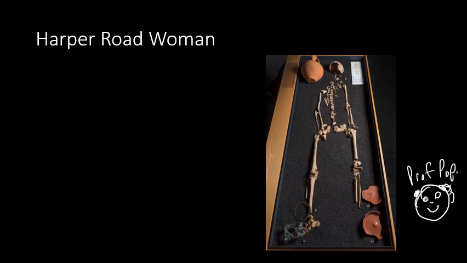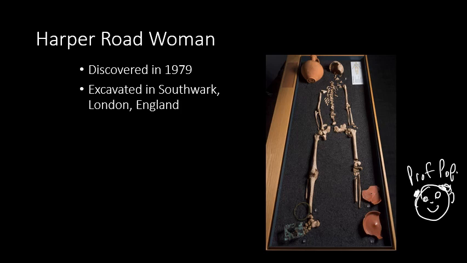I'm still with you. Here we're looking at a case called the Harper Road Woman, and this particular set of remains, they were discovered in London in 1979, and they haven't really undergone a whole lot of analysis up until recent times. So as pointed out, they're excavated in Southwark, London, in England, and these represent ancient Roman remains. So this is one of the first occupation of Roman individuals in England.